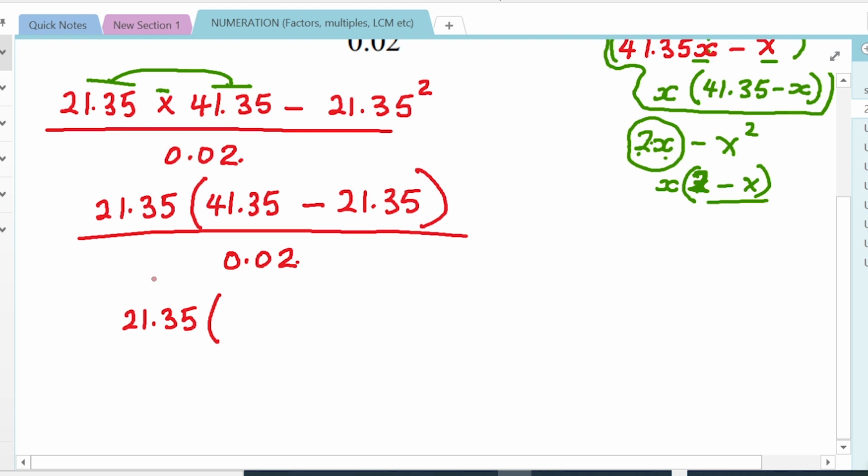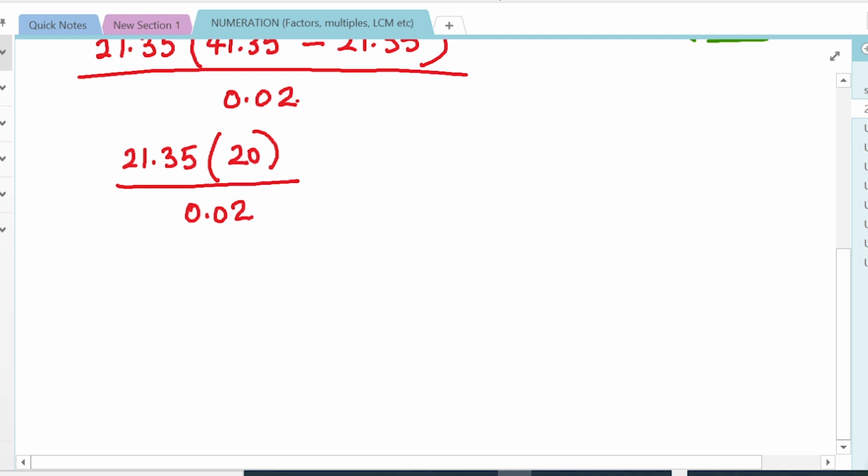So when you subtract those two, probably using your calculator, you end up with 21.35 multiplied by 20 in the brackets, divided by 0.02. Of course, when we continue there, we can say that the 0 goes with the decimal point moving forward. So we shall end up with 21.35 multiplied by 2, divided by 0.02.